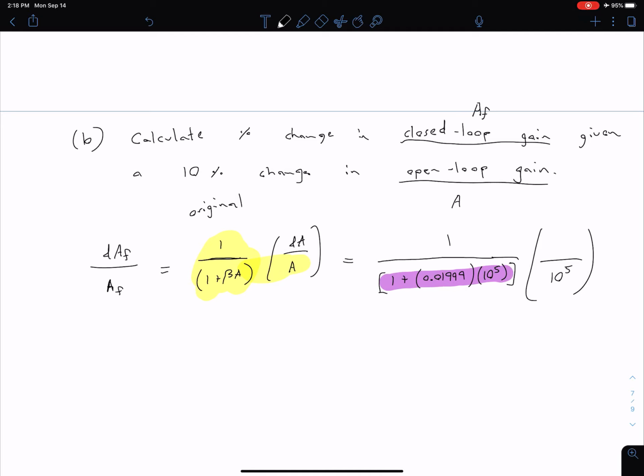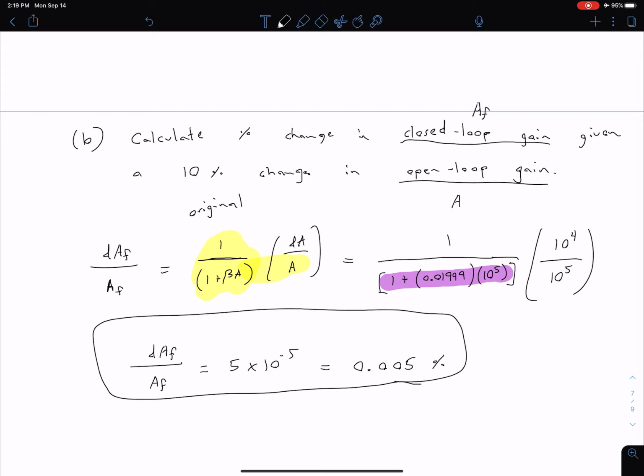And then we are told that this open loop gain changes by 10%. Well, 10% of 10 to the fifth is 10 to the fourth. So our dA is then going to be 10 to the fourth. We plug that in, and we get that our dA_F with respect to A_F is equal to 5 times 10 to the minus fifth, which is equal to only 0.005%. That's pretty impressive. We've changed our open loop gain by 10%, and we only saw a 0.005% change in our closed loop gain.